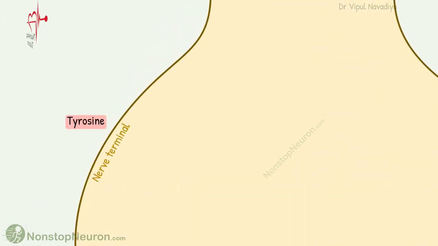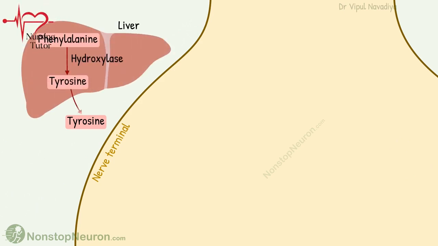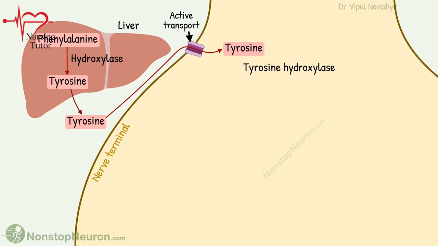Everything starts with tyrosine. It is synthesized in the liver from the amino acid phenylalanine by phenylalanine hydroxylase. In the adrenergic neuron, it is taken up by active transport. In the cytoplasm of the neuron, the enzyme tyrosine hydroxylase converts tyrosine into DOPA. The DOPA is converted into dopamine by decarboxylase.